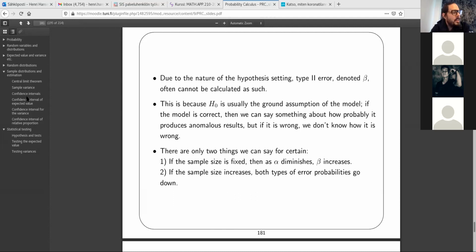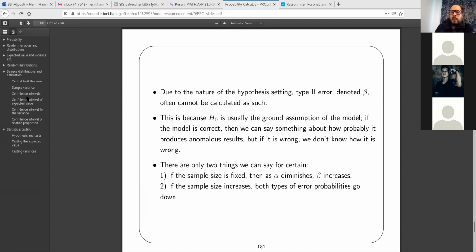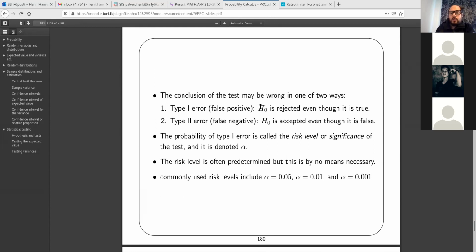Well, the hypothesis setting's nature prevents us from really calculating the alternative hypothesis probability. Look, if H0 is true and we reject it, this type 1 error is what is going to happen. We choose something, let's say we choose 1 in 1,000. So if our null hypothesis is true, then once every 1,000 tests on average, when we carry this test many times, 1 test in 1,000 tends to fail, meaning that we get a rejection for that.